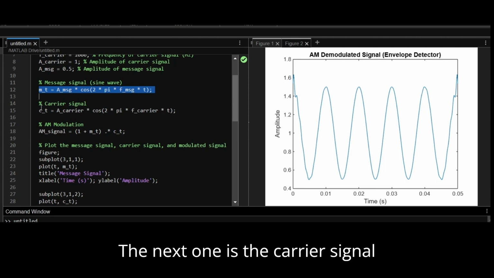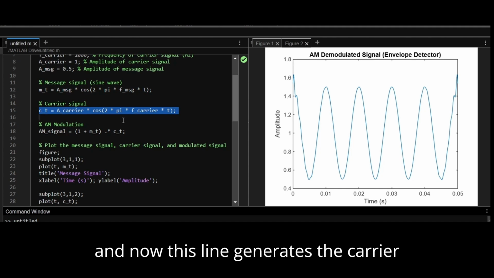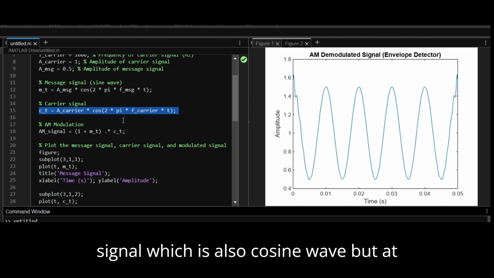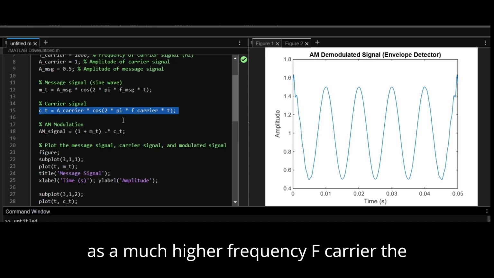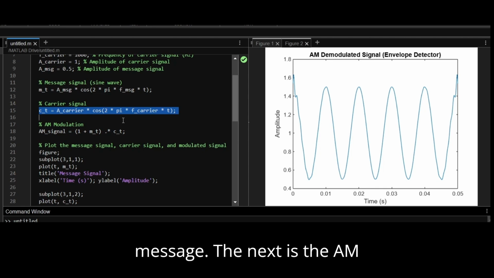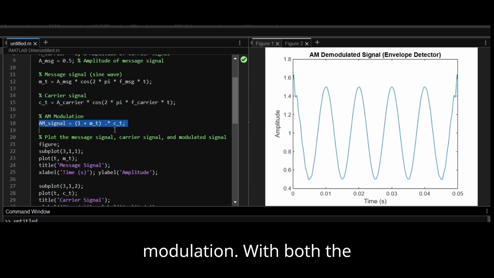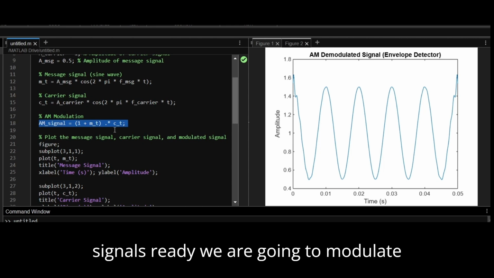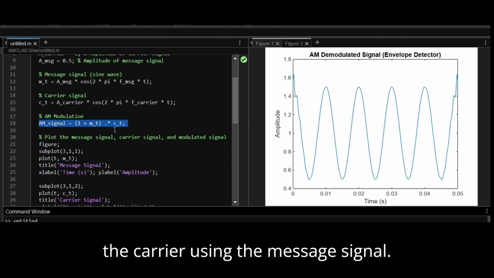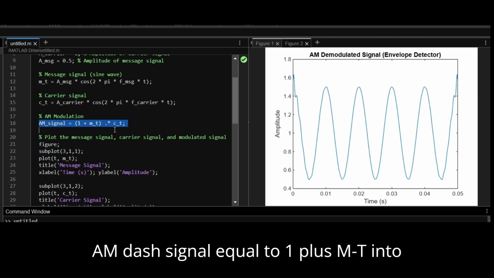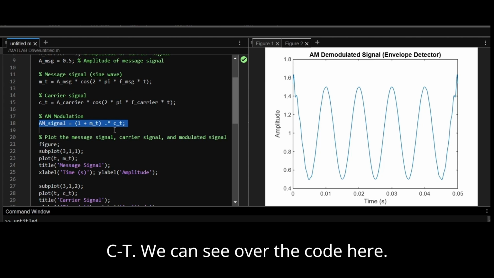The next one is the carrier signal. This line generates the carrier signal, which is also a cosine wave, but at a much higher frequency, F_carrier. The signal will act as a carrier for our message. The next is the AM modulation. With both the signals ready, we are going to modulate the carrier using the message signal. AM_signal = (1 + m(t)) * c(t).